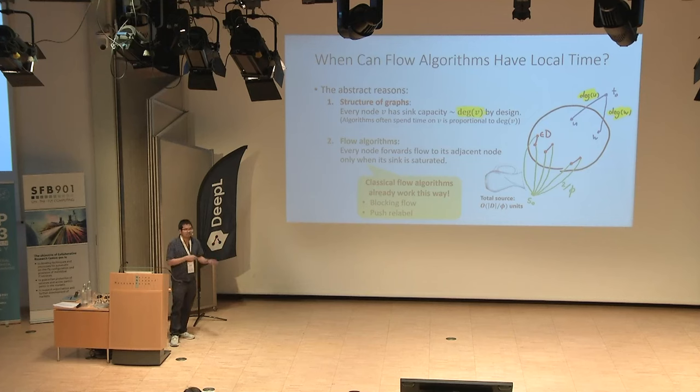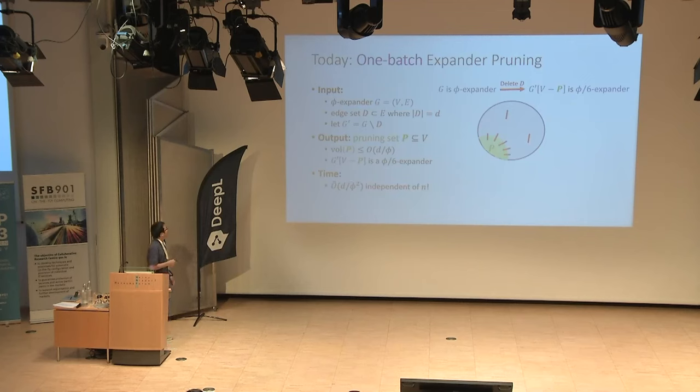property. It is not certified by a new algorithm, like the new near-linear time or almost-linear time max flow algorithms, but by the old algorithms. Because of these two conditions, it is certified if you use blocking flow and push-relabel. When you push flow from this node, where the total amount of source is something like d over phi, you spend time proportional to this amount of source. That's the high-level idea, and that's how you get the running time, something like d over phi squared, independent of n.